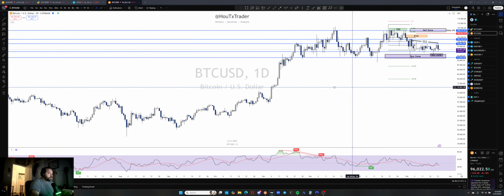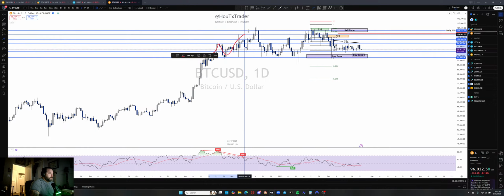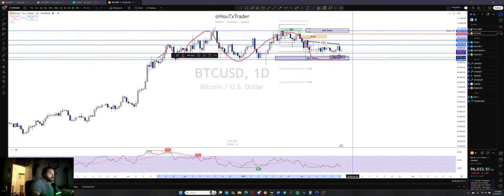I mean, it's just in a zone, right? As you can see, it's just in this zone. Okay, so let's just play the zone. It's not all the way down at the bottom yet. So let's see if this price will come back down, give us an entry somewhere around here, and then we take it back up.